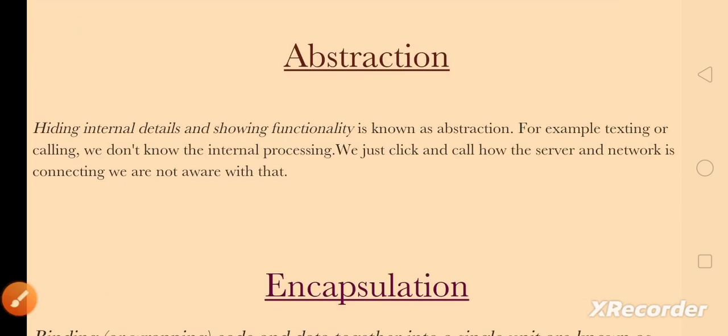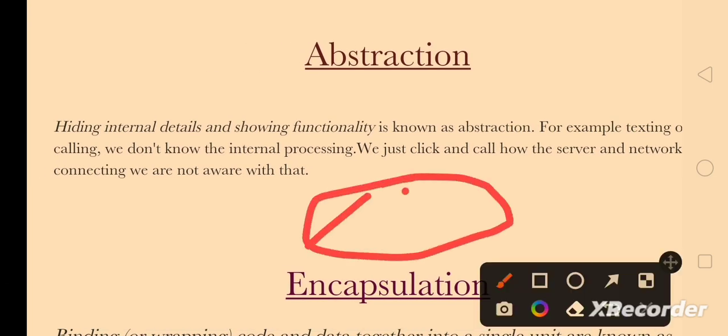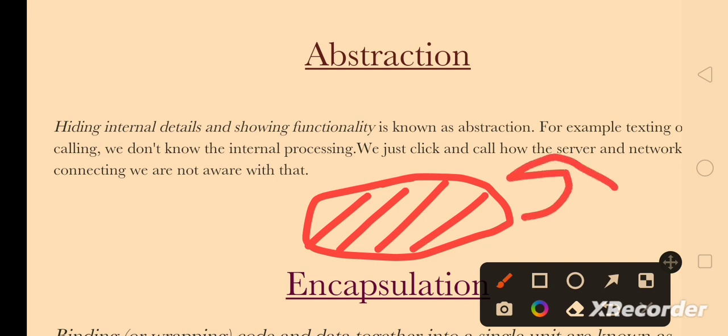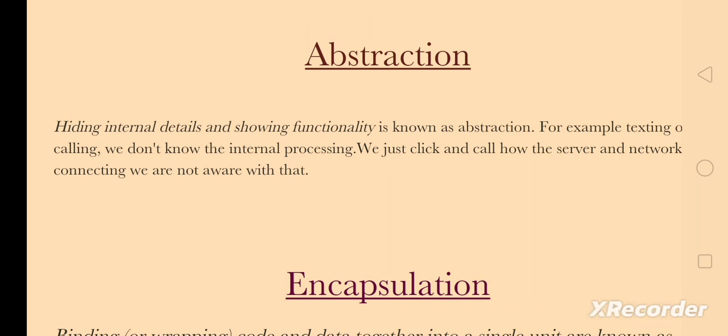Abstraction. Hiding internal detail and showing functionality is known as abstraction. Means hiding the important detail and only showing whatever is needed. Means not showing all the internal detail. Like for example, if in an office someone comes to inquire, then we give the information they require. We don't give the overall structure of the functioning of the office. This is an example of abstraction.